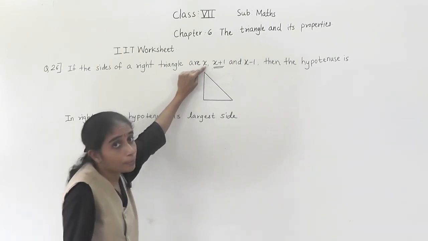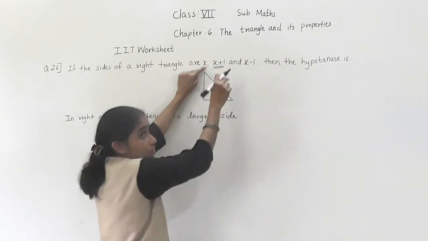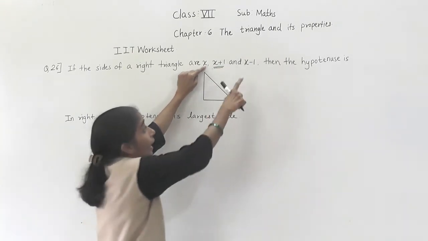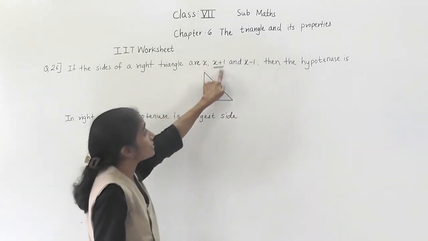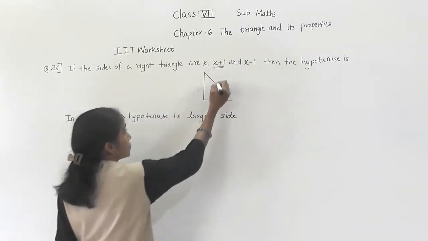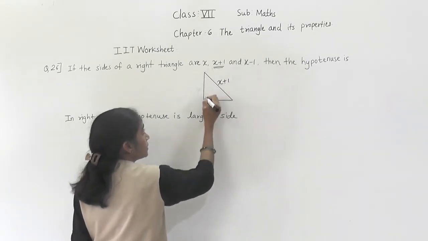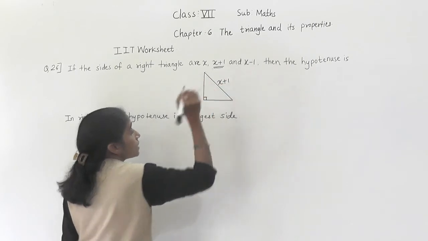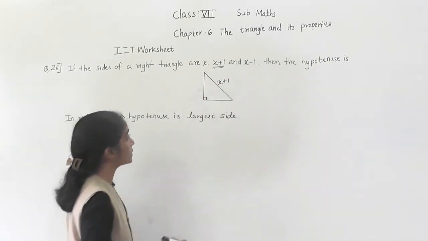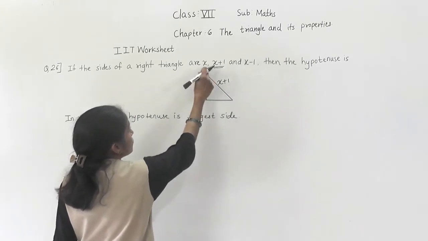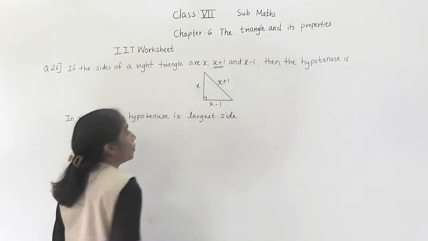See, if you find the value of x, we are going to keep it on this side. X plus 1 means plus 1, and x minus 1 means minus 1. So which is the longest side? X plus 1 is the longest side. So the hypotenuse means x plus 1. So this is the hypotenuse in the right angle triangle. Which are the remaining two sides? One side is x and another side is x minus 1.